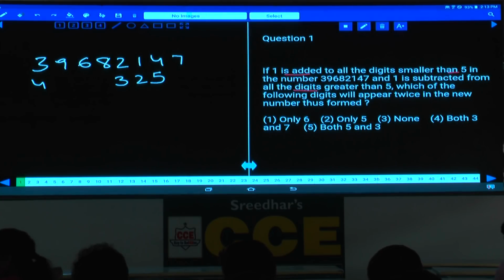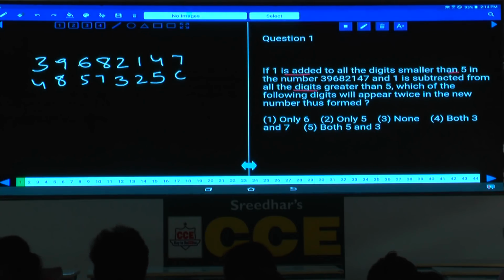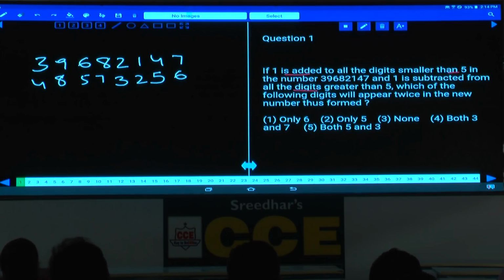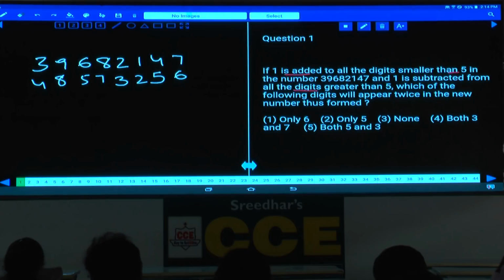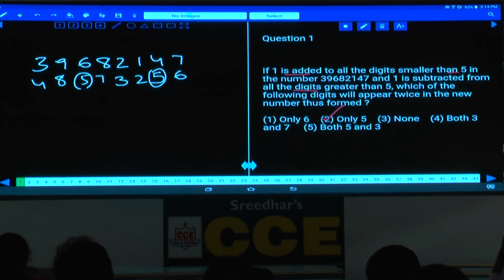And 1 is subtracted from all the digits greater than 5. Greater than 5, 1 should be subtracted. And this has become 8. And this will be 5. And this is 7. And finally this is 6. Then, which of the following digits will appear twice in the new arrangement? Now 4 is not present here twice, 8 and 5. 5 is repeated twice, 7, 3, 2, 6. Hence only 5 is repeated twice, that is choice 2. Done with this? Now, question number 1, it is choice 2.